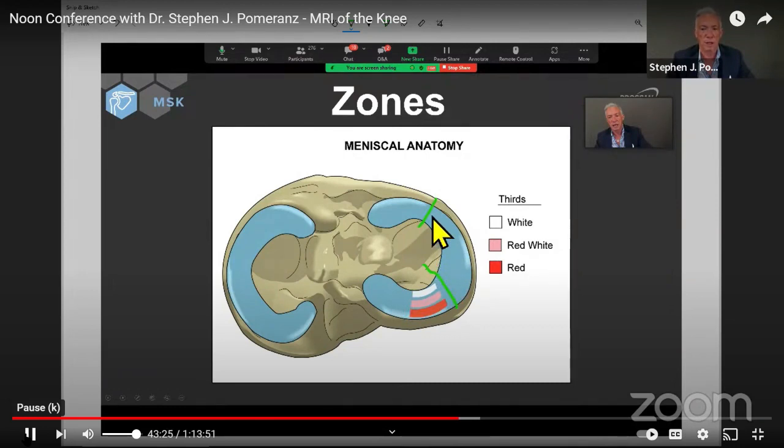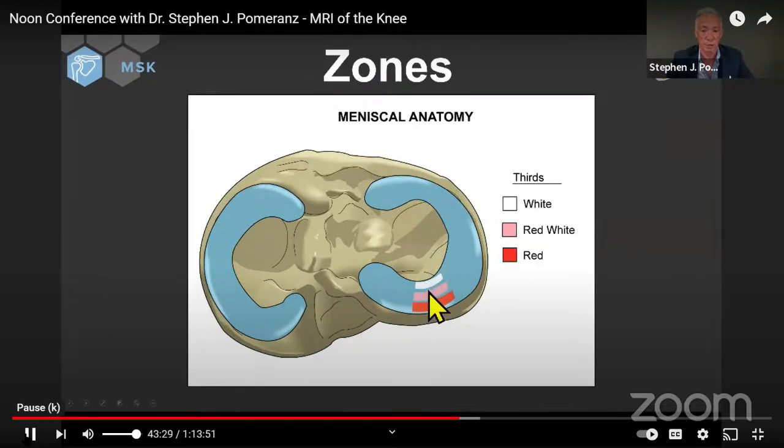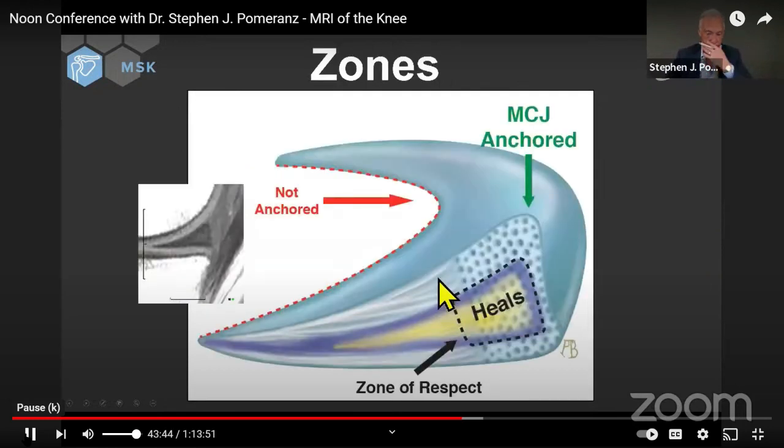What's the other part of the double third? The other part of the double third is inner third, middle third, outer third. White, white zone, inner third, no healing. Red, white zone, may or may not heal. And then the outer red, red healing zone, which you saw earlier.